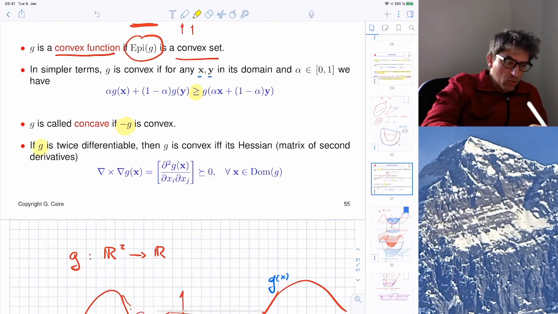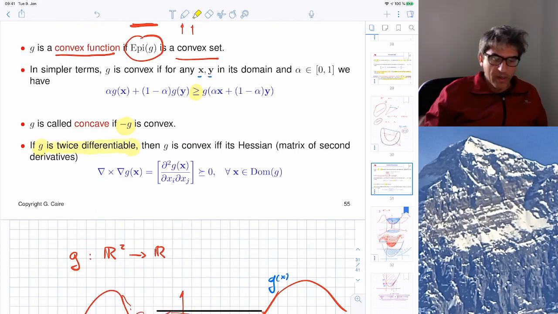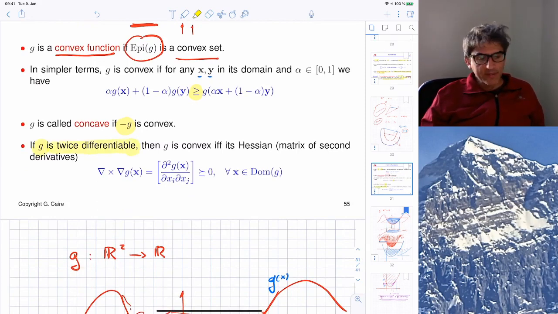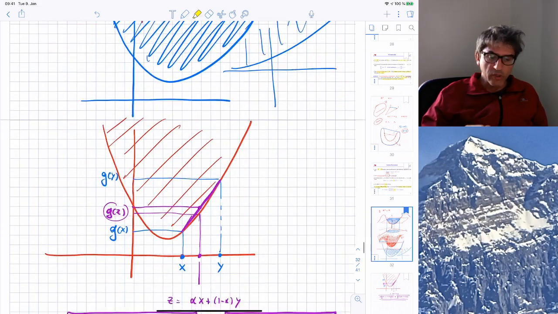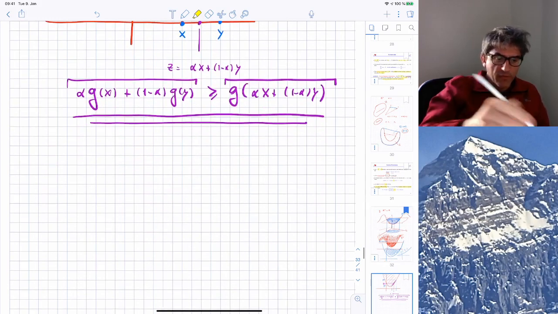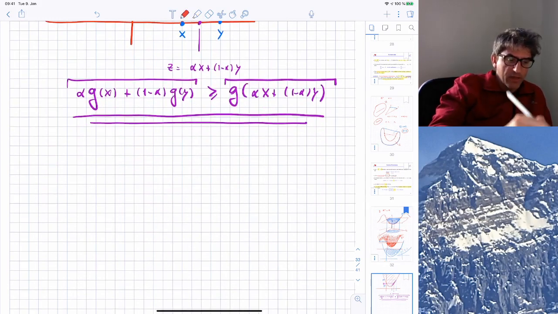And it turns out that there is also an analytical property. When g is twice differentiable, so when the second order partial derivatives exist, then the function is convex if its Hessian, the matrix of second partial derivatives, is positive definite or positive semi-definite. What does it mean, positive definite? Oh my goodness. Review your linear algebra.